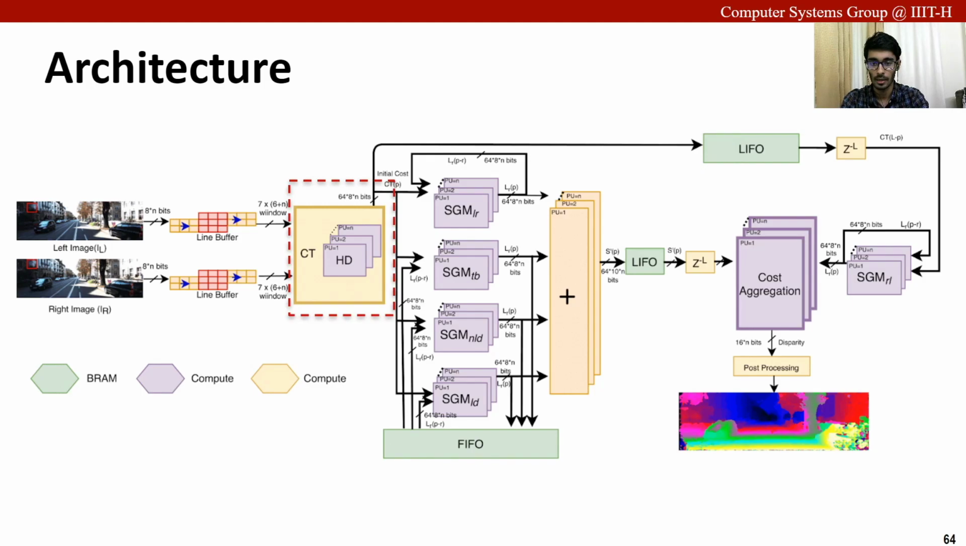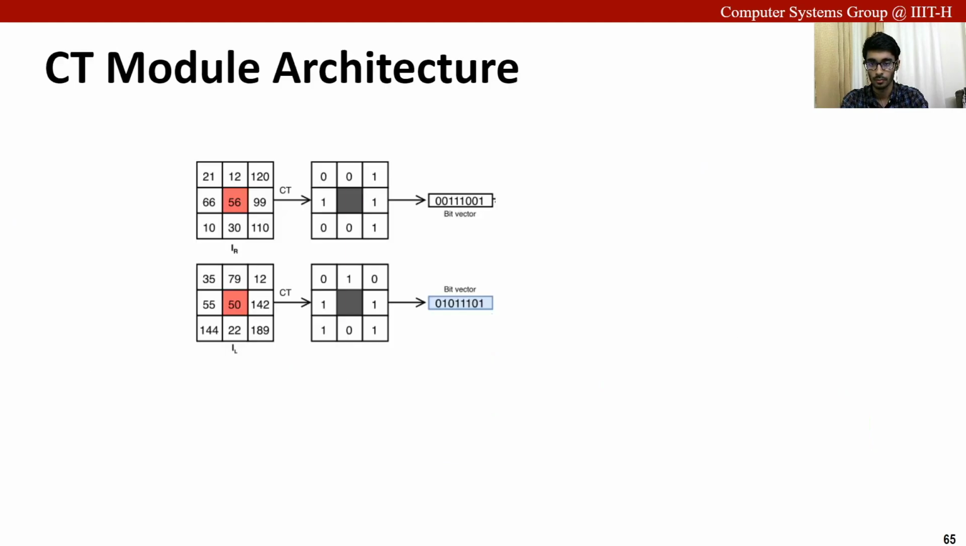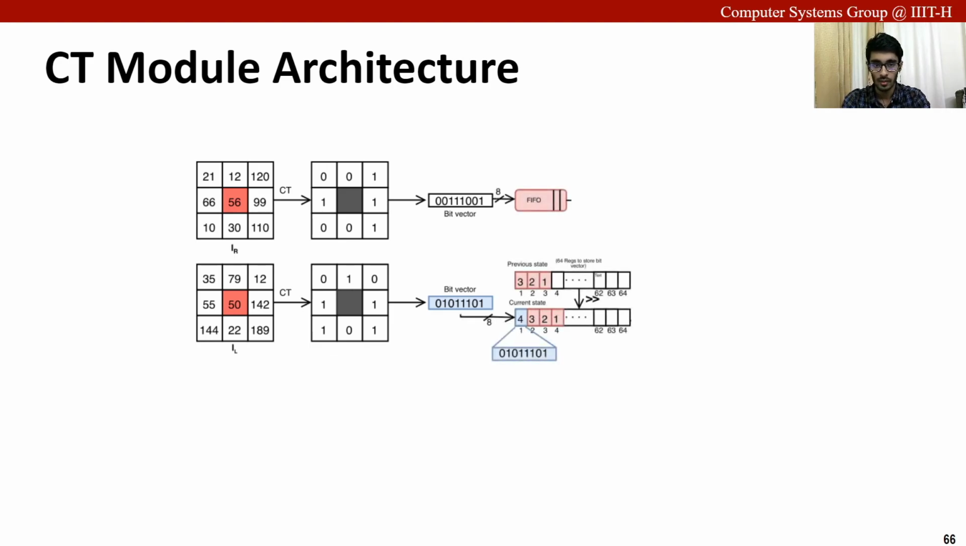Now we look at the underlying architecture of the CT module. The CT module is parallelly pipelined across pixels. It takes in 2 windows. For example, we have taken a 3x3 window. It does the census transform and generates the bit vector representation. The right image's bit vector is stored in a FIFO, and the left image's bit vector is stored in a register of size 64x8. Here 64 represents the maximum disparity and 8 the bit vector length.